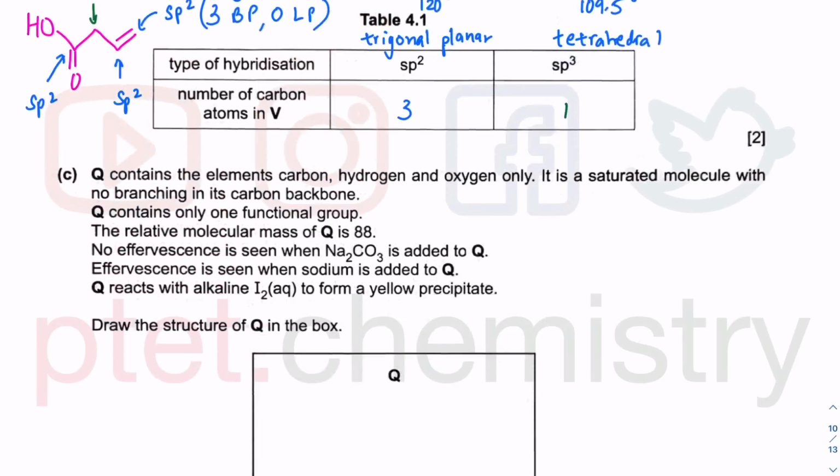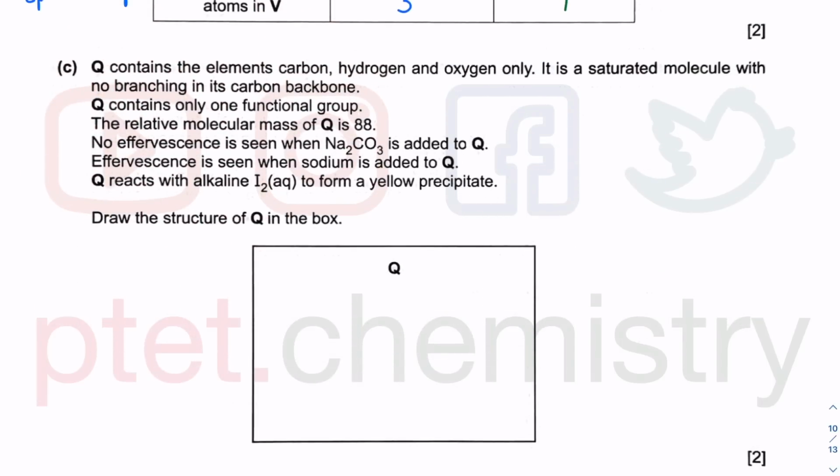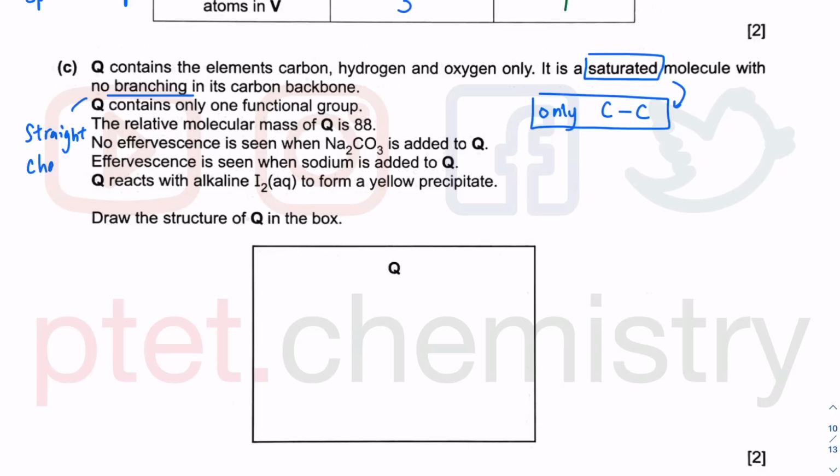Part C, Q contains these elements: carbon, hydrogen, oxygen, saturated. Saturated means no carbon-carbon double bond. Okay, well, in fact, it's not just no carbon-carbon double bond. There's no double bond at all. So it's just CC, only CC single bond. That's what saturated means. Now, no branching. No branching would mean it's a straight chain. So we're looking at something which is straight chain with no branching.